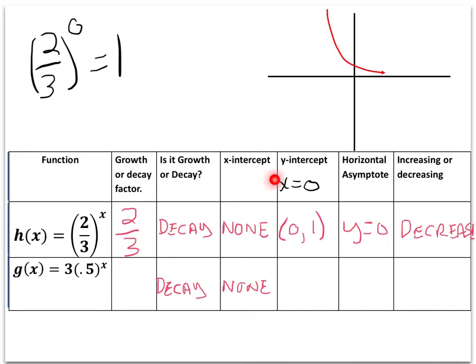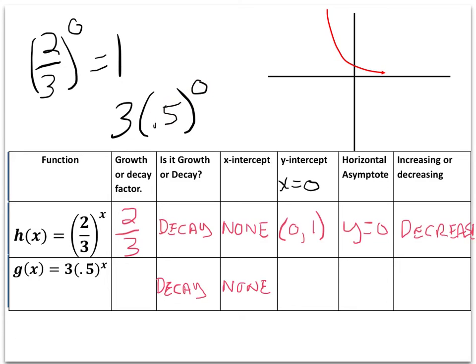The y-intercept in this one, remember on our y-intercept, x equals 0. So we're just going to take this equation right here, and we're going to plug in 0 for it. So I've got 3 times 0.5, all raised to the 0 power. Well, anything raised to the 0 power is 1, but this 0 in this case only applies to this 0.5, and this is where a lot of students tend to make a mistake. So you've got to realize that this 0 only applies to that 0.5.